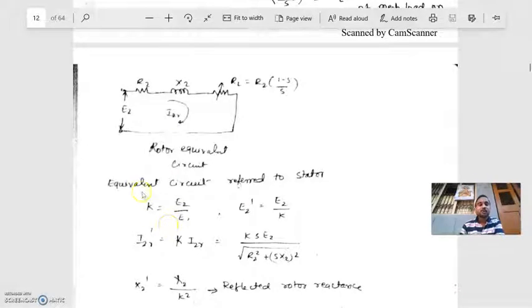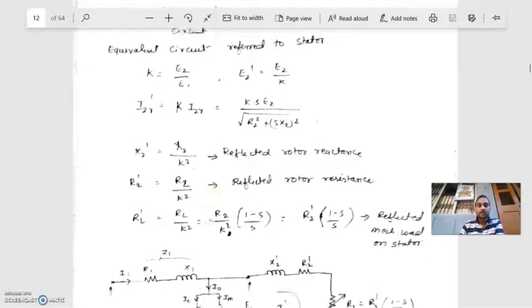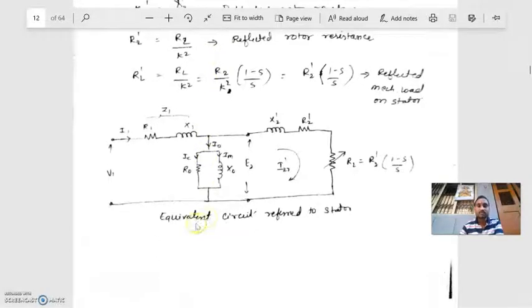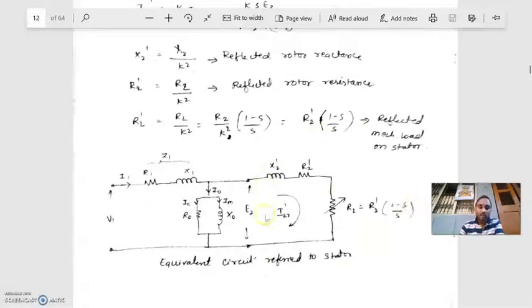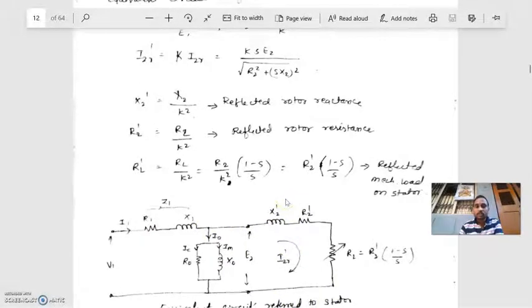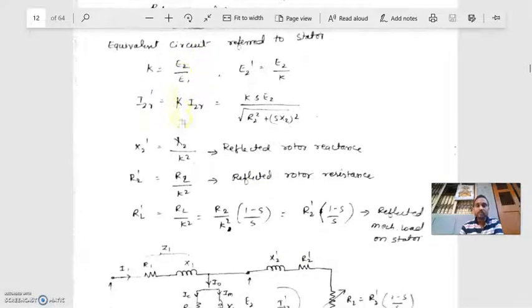Now for the equivalent circuit referred to the stator side, some parameters are going to change. This is the equivalent circuit referred to the stator, and whatever rotor terms are there are shifted to the stator side, so the rotor terms become dashed. That can be given by the equations. K is called E2 by E1, and if you want to find E2 dash, that is equal to E2 divided by K.